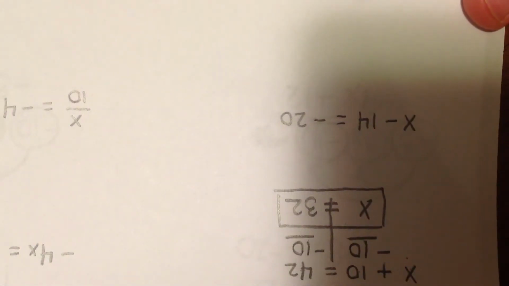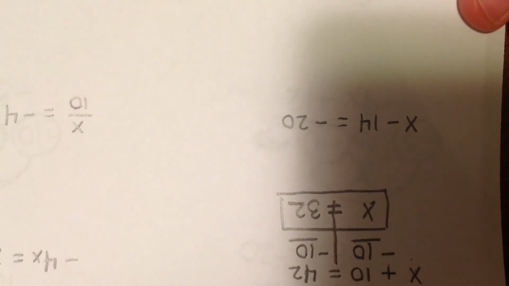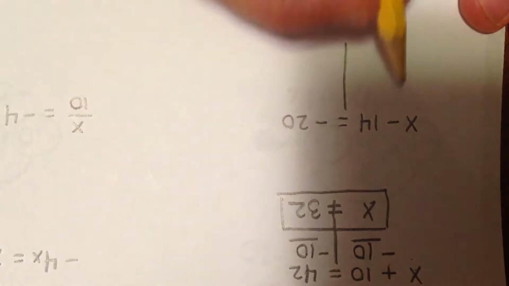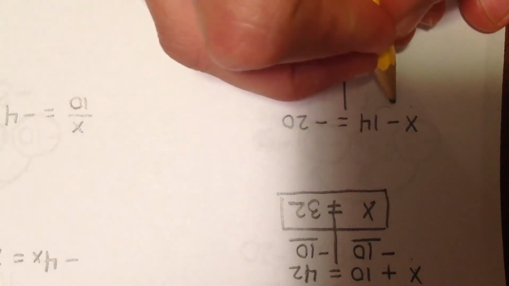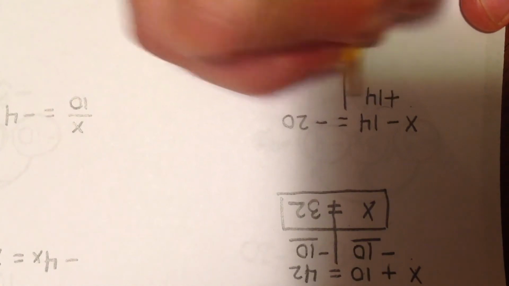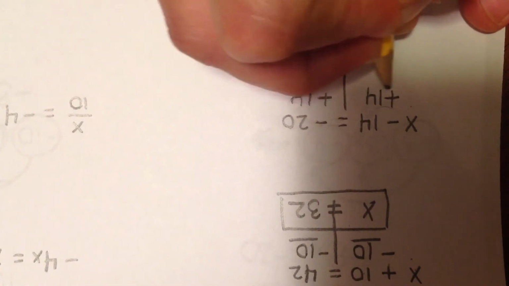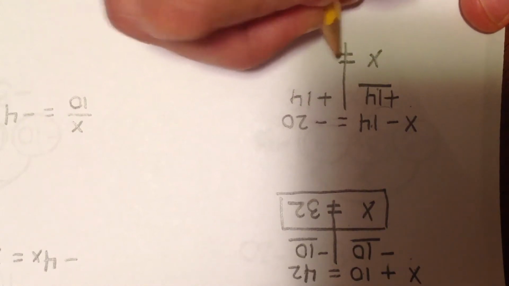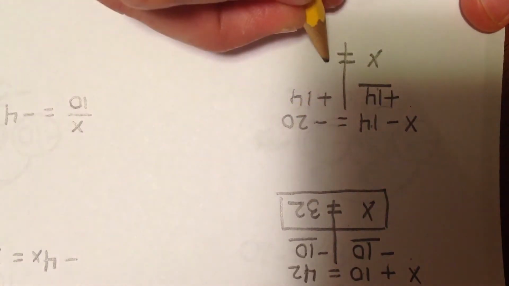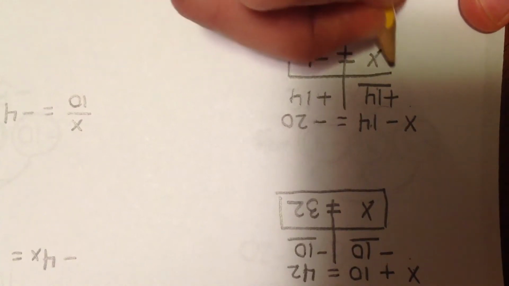In the next equation, I have x minus 14 equals negative 20. Again, I want to isolate the variable x. I do that by doing the inverse operation of subtraction, which is addition. I'm going to add 14 to both sides. Negative 14 plus 14 is a 0 pair, leaving me only with x. Negative 20 plus 14 is negative 6. x equals negative 6.